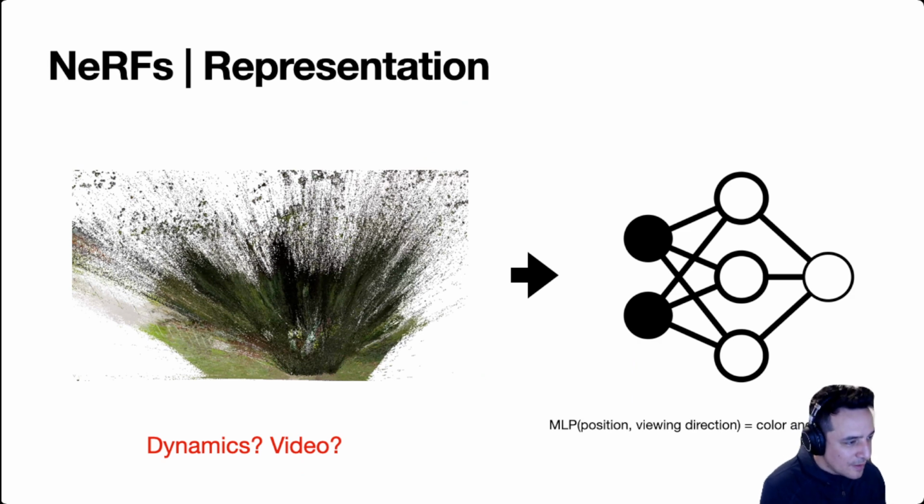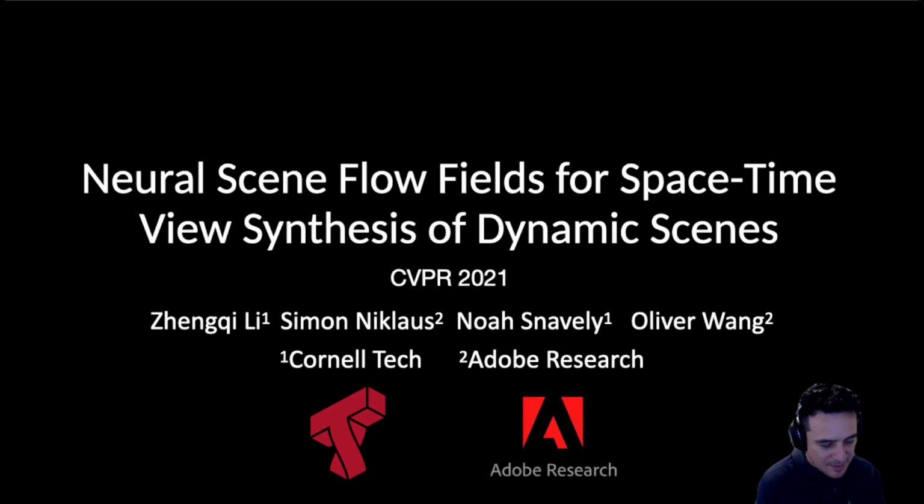But how does this go into dynamics in video? Well, the next project I'll talk about was for CVPR this year. This is a project done in collaboration with Cornell and Adobe Research, and it's called Neural Scene Flow Fields for Space-Time View Synthesis.